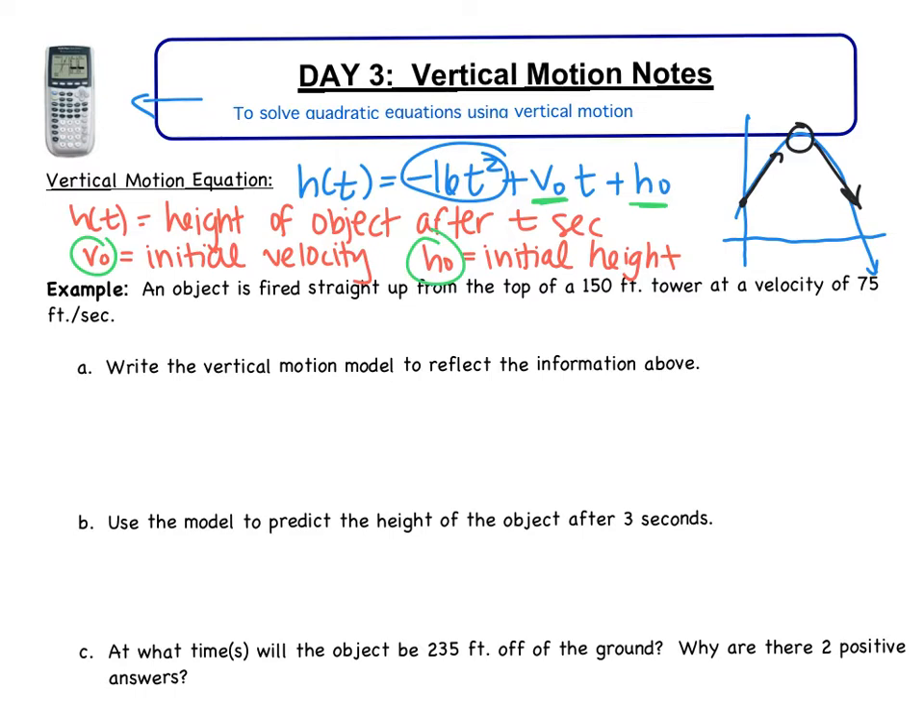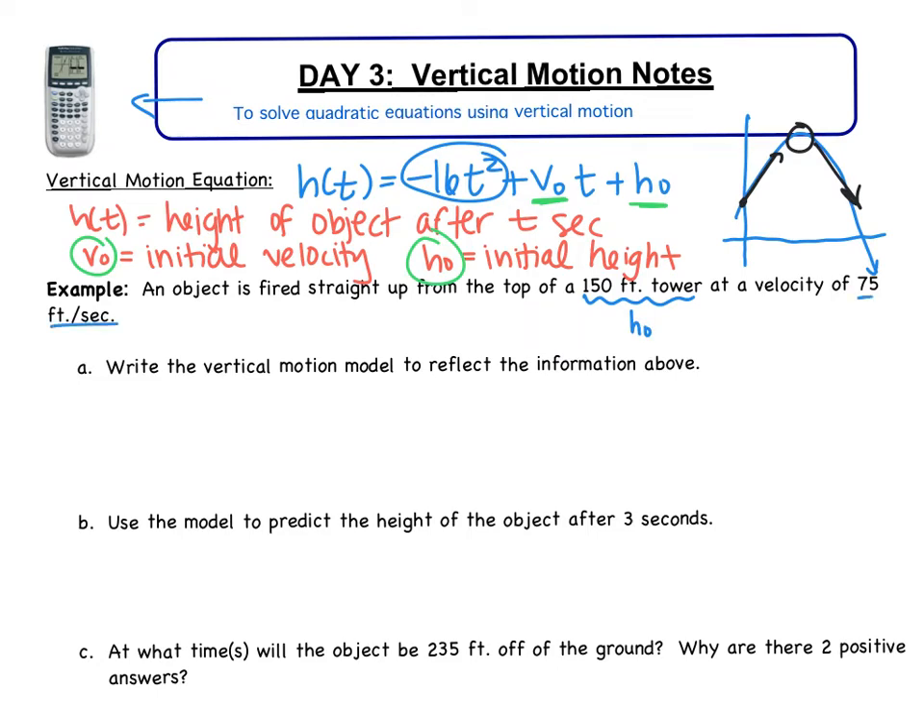We're going to start by doing an example together, and then at the end of the video, you will do an example. So looking at the example on this page, an object is fired straight up from the top of a 150-foot tower at a velocity of 75 feet per second. Write the vertical motion model to reflect the information above. Okay, so we have to look at the information that we're given. That 150-foot tower, that's our h sub naught. So that's the initial height of the object.